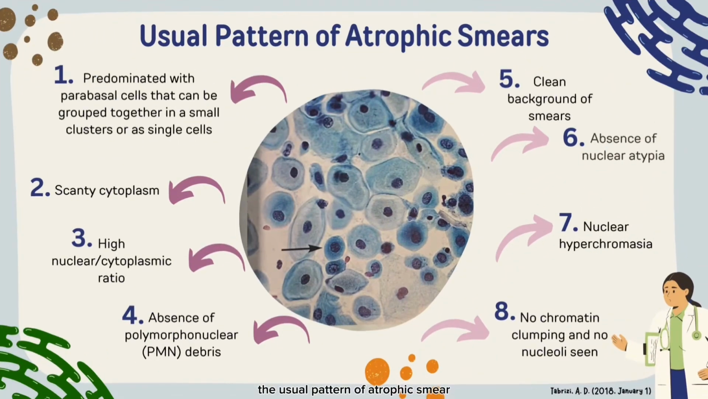The usual pattern of atrophic smear is characterized by the predominance of parabasal cells that can be grouped together in small clusters or as single cells, exhibiting scanty cytoplasm and a high nuclear cytoplasmic ratio. The smear typically lacks polymorphonuclear PMN debris and has a clean background. There is an absence of nuclear atypia, but nuclear hyperchromasia is present. Additionally, no chromatin clumping or nucleoli are seen. These characteristics help to distinguish atrophic smears from those indicating infection, inflammation, dysplasia, or malignancy.